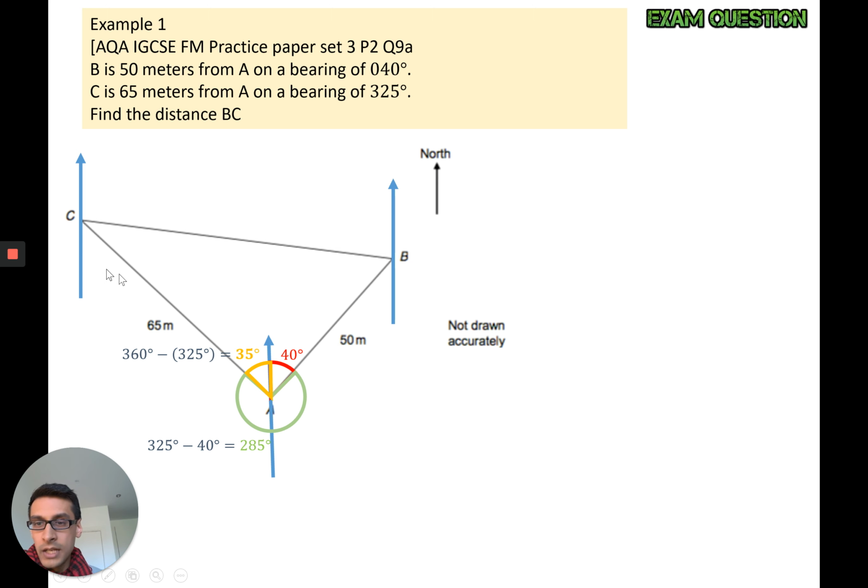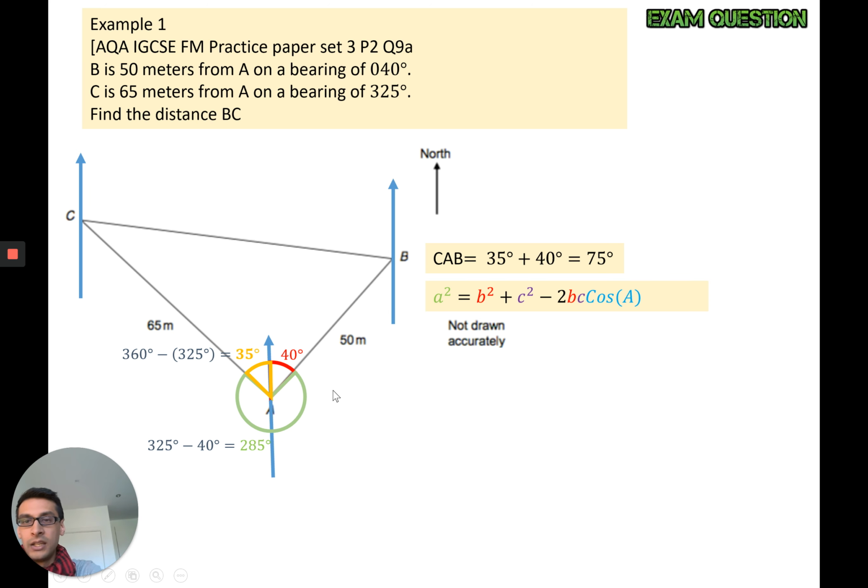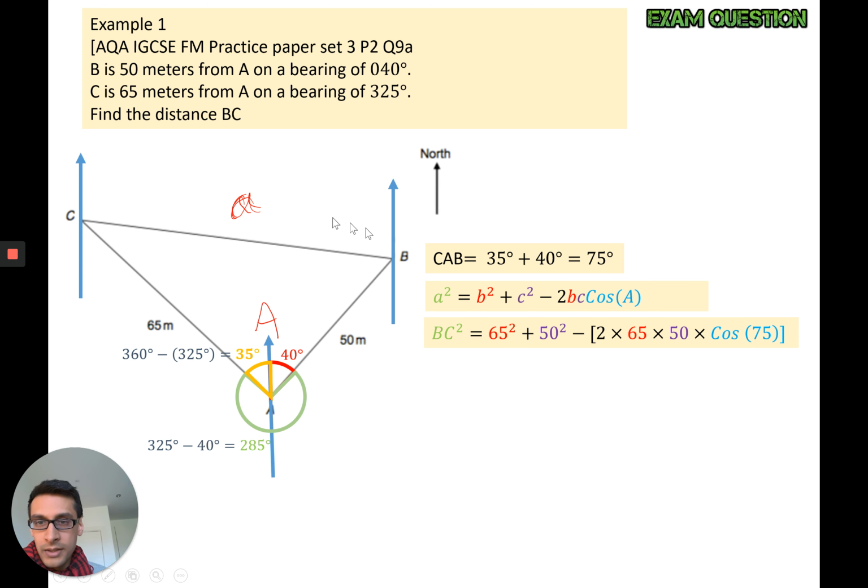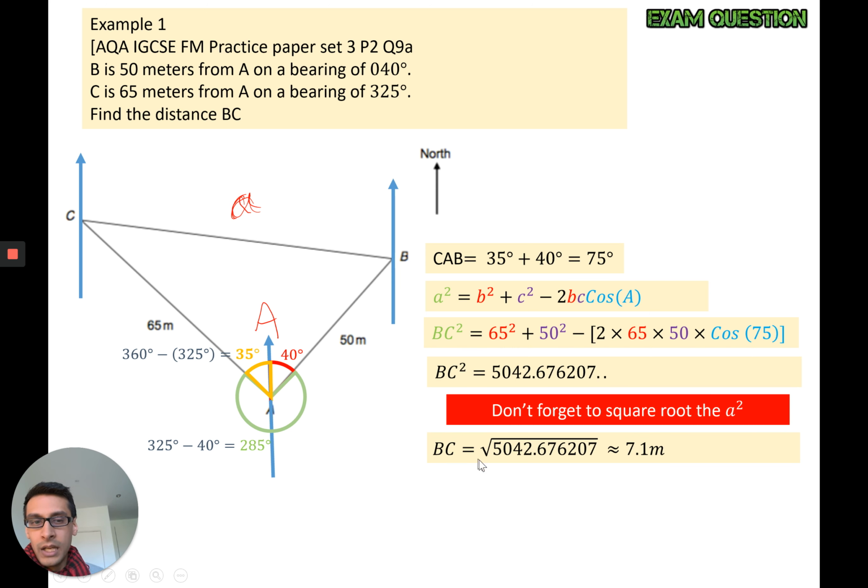What you've realized now is I've actually got a triangle with 2 sides given and the angle in between. So I can just use the cosine rule. Now my A value will have to be the side opposite the angle, so that has to be A, and that has to be angle A. Remember, it doesn't matter what you choose as your B and C because they're commutative. So then you do BC squared, so in this case it's your lowercase a. Your formula is given here. That 35 and 40 make 75. Don't forget to square root your answer, and then you get BC is roughly 7.1 meters.